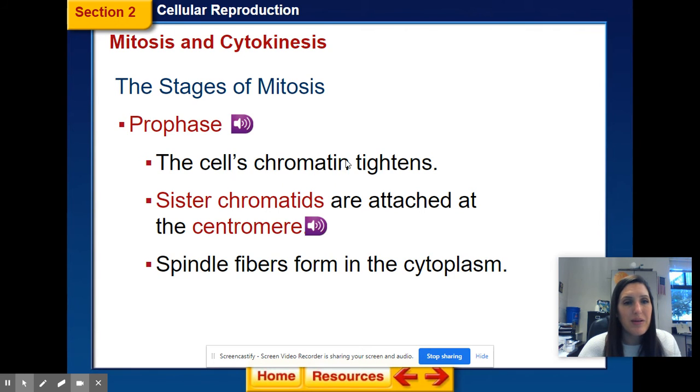All right, so this is prophase, the first phase of mitosis. Chromatin tightens and sister chromatids attach at the centromere. And the spindle fibers form in the cytoplasm. There's a lot of vocabulary here. We're going to go over it tomorrow.